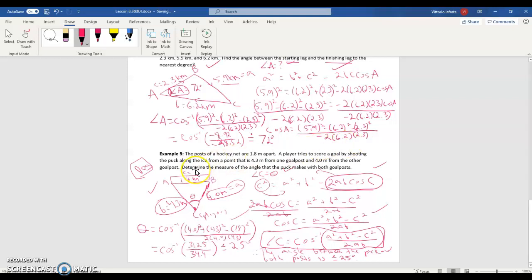In the next video, we're going to see some mixed problems involving a variety of different tools that we learned about. So the cosine law, sine law, and also the trig ratios.